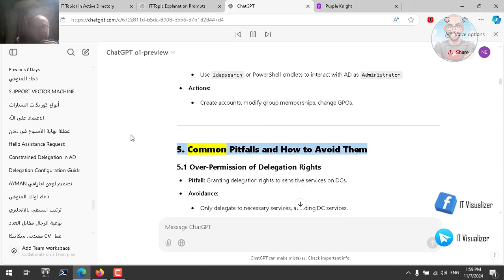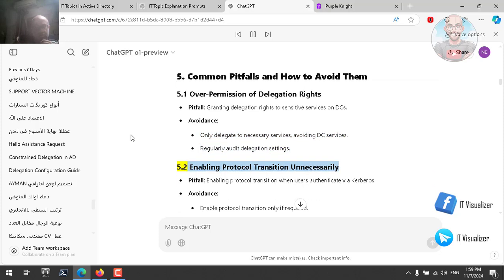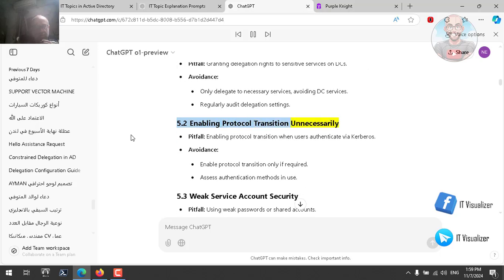5. Common pitfalls and how to avoid them. 5.1 Overpermission of delegation rights. Pitfall: granting delegation rights to sensitive services on DCs. Avoidance: only delegate to necessary services, avoiding DC services. Regularly audit delegation settings.